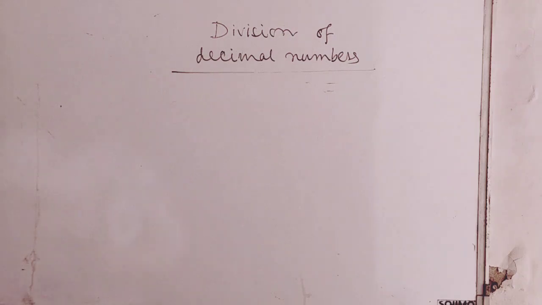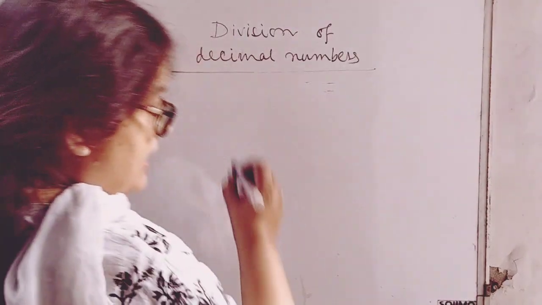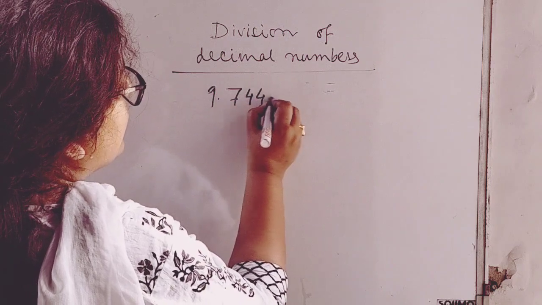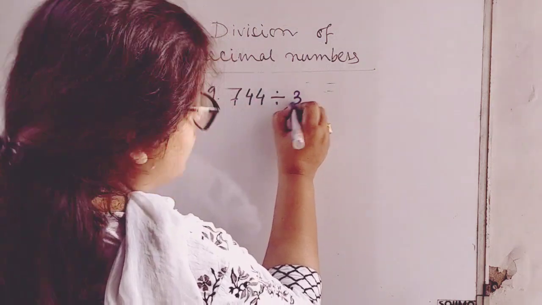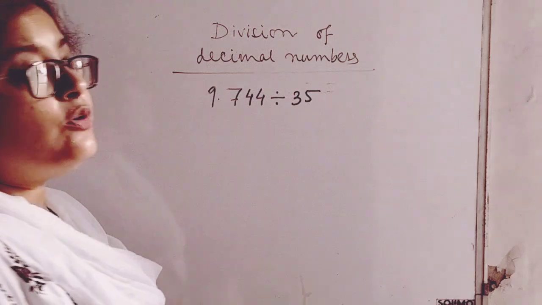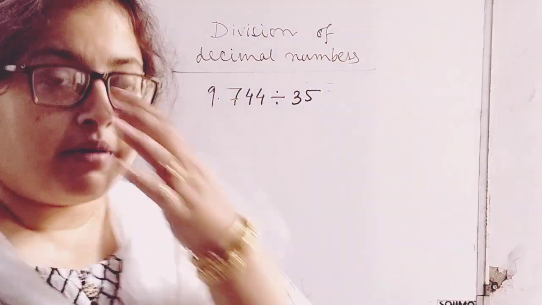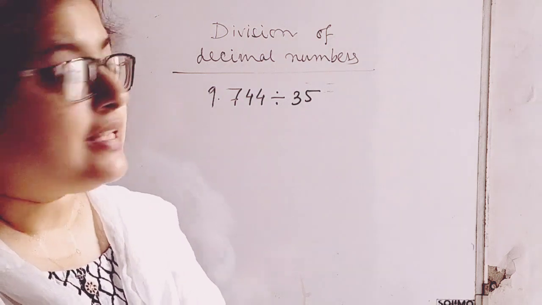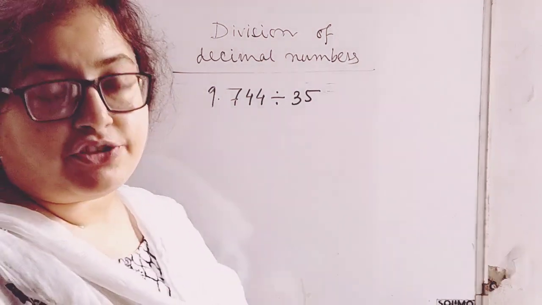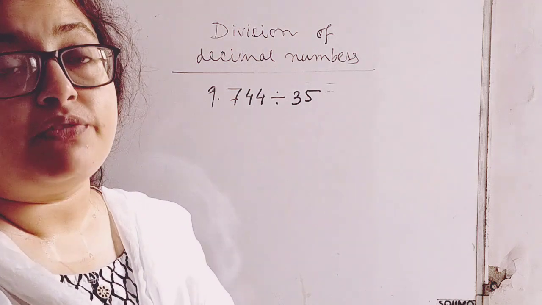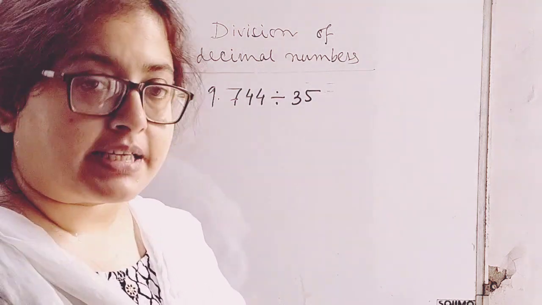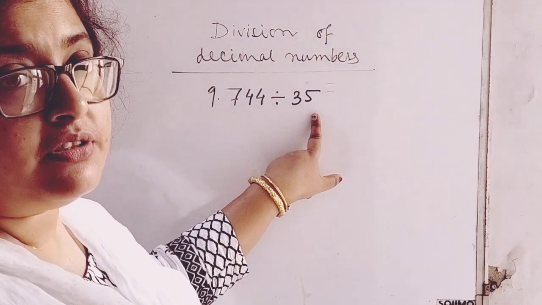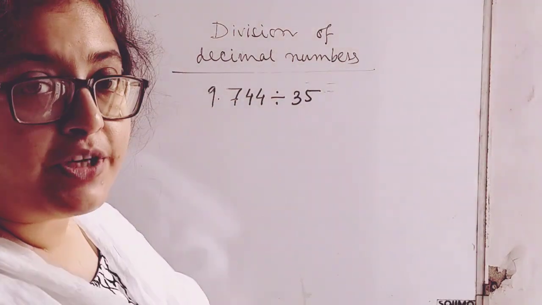Now let's take another example. Suppose 9.744 is divided by 35. While you are dividing a decimal number, make sure the divisor is free from decimal. That is, the divisor is an integer. If it is not so, then what we will do, I will show you in the next example. Here in the given question, the divisor is itself an integer. So let's start the calculation.